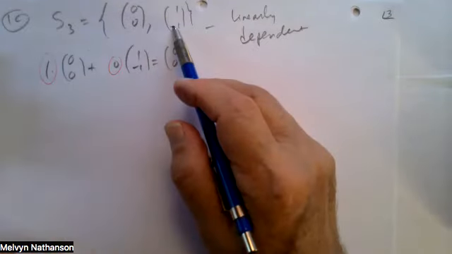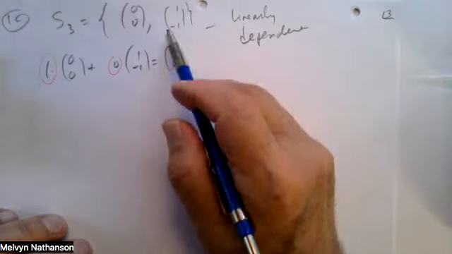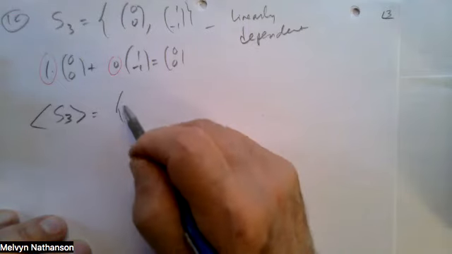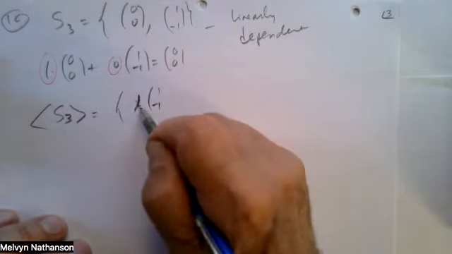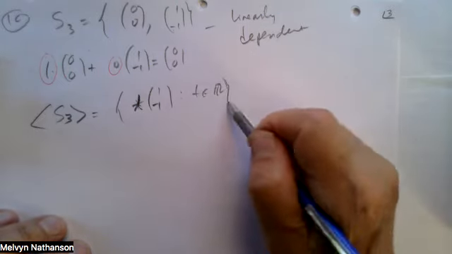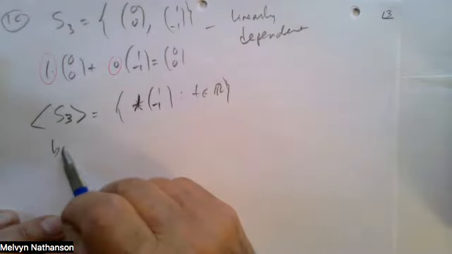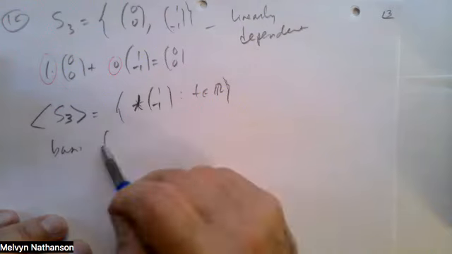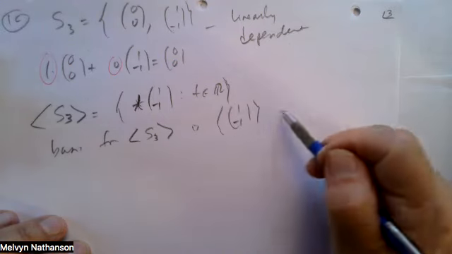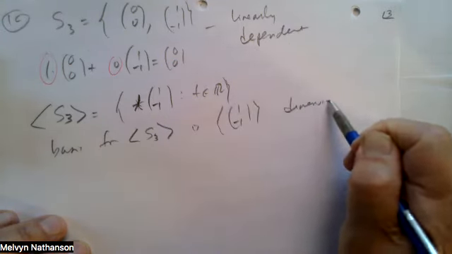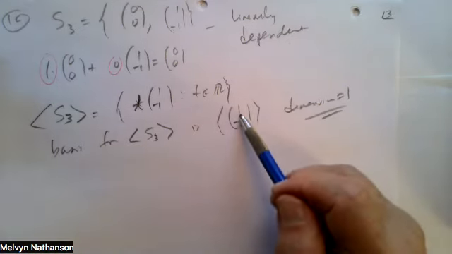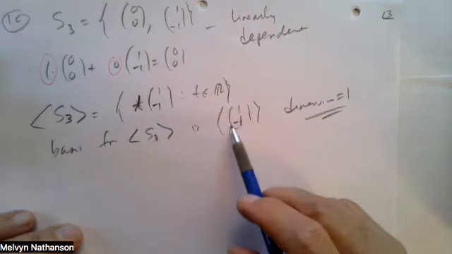And the set of vectors they generate is just all scalar multiples of (1, -1). And a basis for this subspace is just the set consisting of (1, -1). The dimension of that subspace is 1. It's not 2, because this subspace has a basis with one vector.